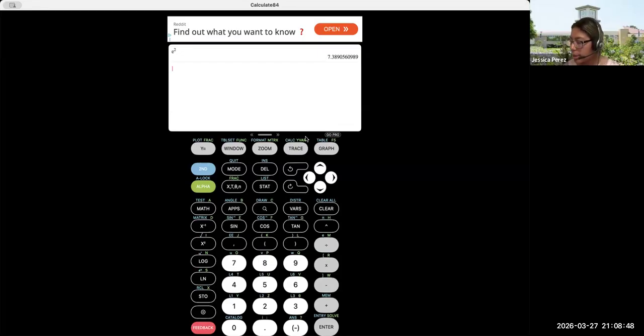The next question is e to the negative 3. I'm going to go to second ln, put parentheses, put a minus 3, close the parentheses, and then select enter. That's going to be 0.04978, but I want 4 decimals, so it's 0.0498.